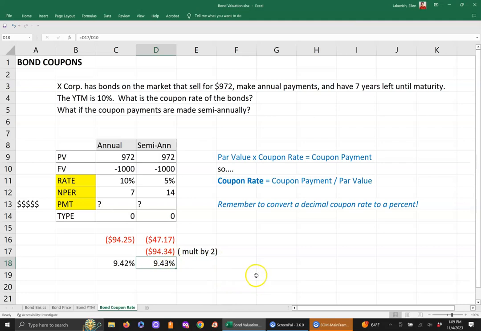So there you go. A little bit more complicated to work bond yield and bond coupon rate problems. So follow this step by step and you'll be good to go.